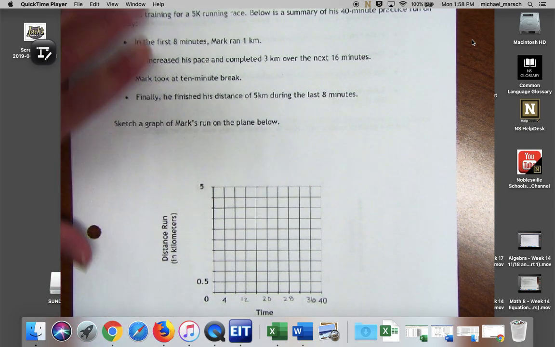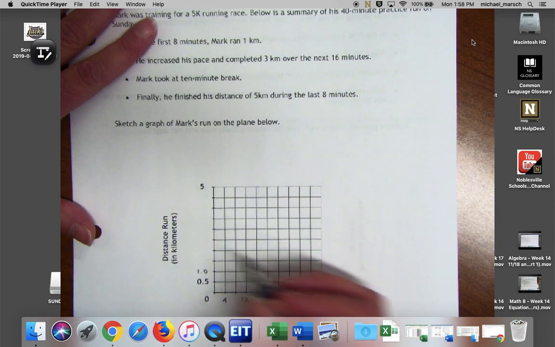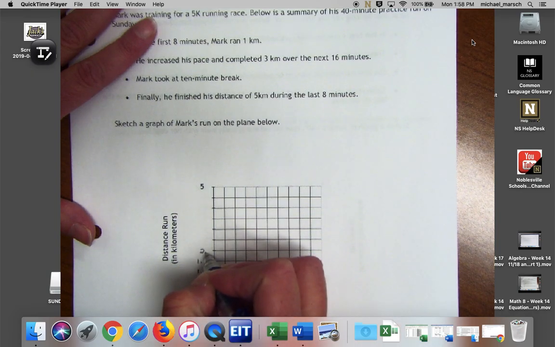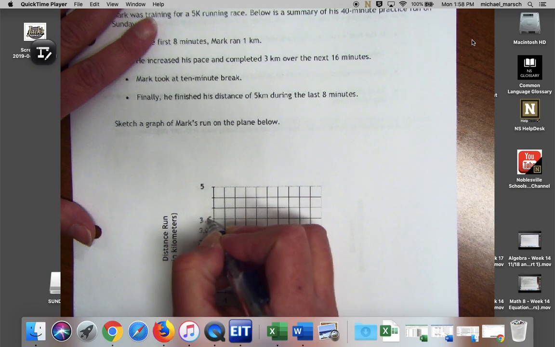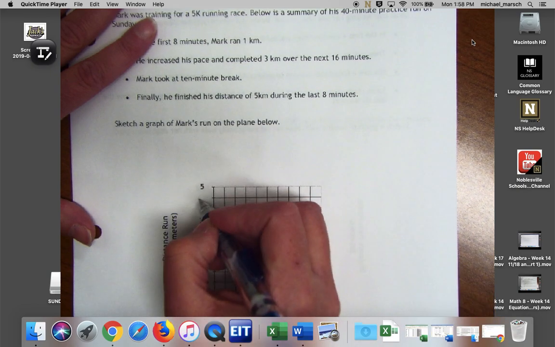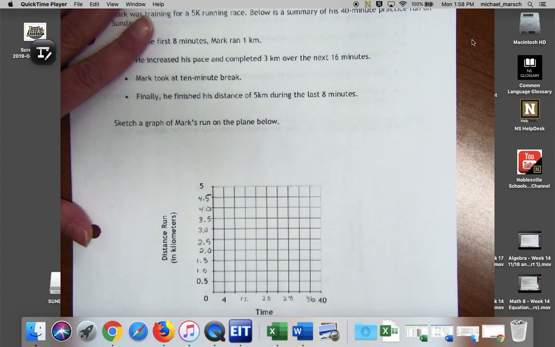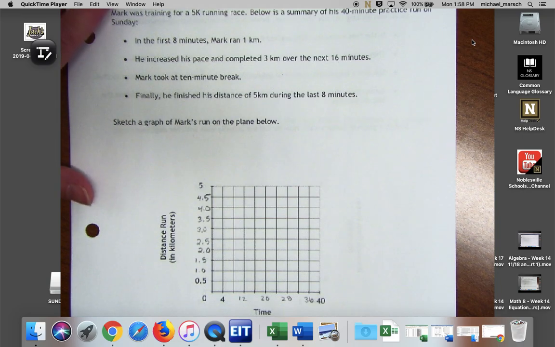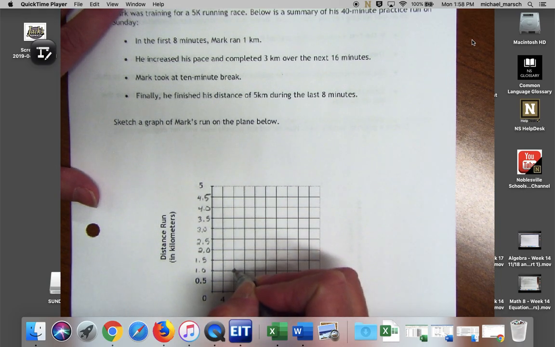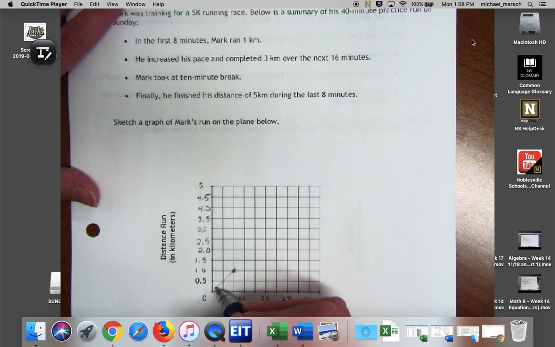But then going vertically, it's really easy. I'm going by half kilometers. I didn't skip. It's okay. You don't have to. We're still going to have the exact same graphs. So we're keeping track of how far Mark is going to run. So in the first 8 minutes, he ran 1 kilometer. So if I go over to 8 and 1, that's going to be the first part of the function of his travel.